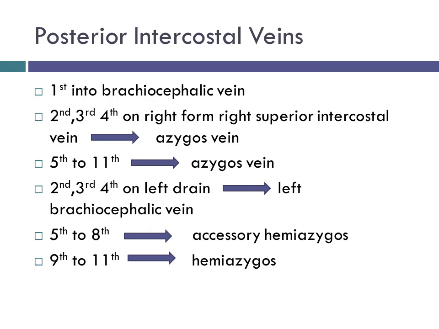The posterior intercostal veins, which are the main tributaries of the azygous vein, have a variable route of drainage. The first posterior intercostal vein drains into the brachiocephalic vein. The second, third and fourth on the right side form the right superior intercostal vein, which will drain into the azygous vein. The 5th to 11th will drain into the azygous vein. The second, third and fourth on the left side will drain into the left brachiocephalic vein. The 5th to 8th will drain into the accessory hemiazygous, and the 9th to 11th posterior intercostal veins will drain into the hemiazygous vein.